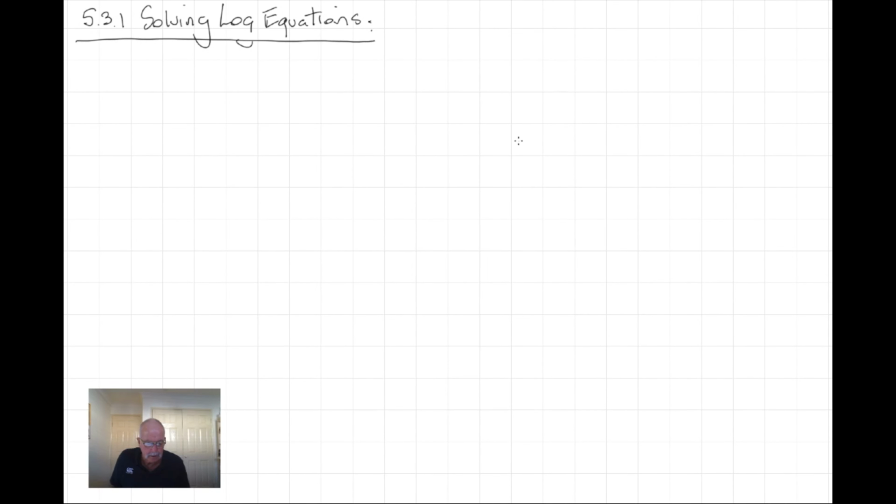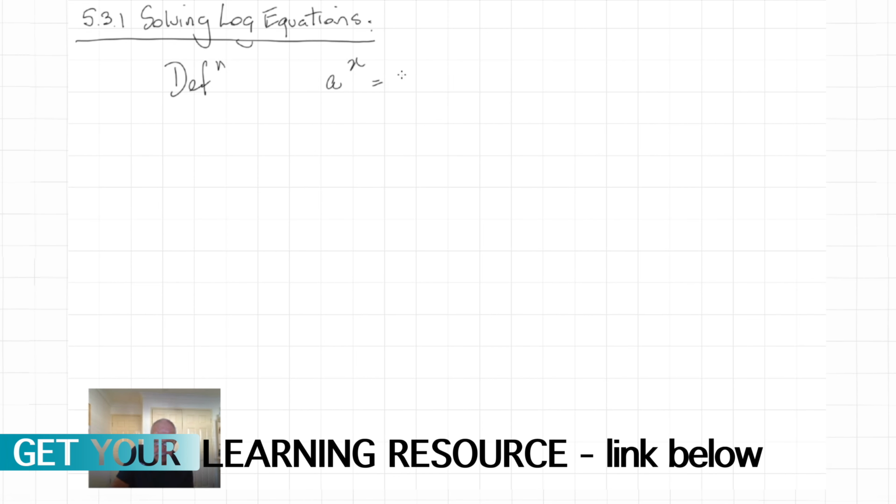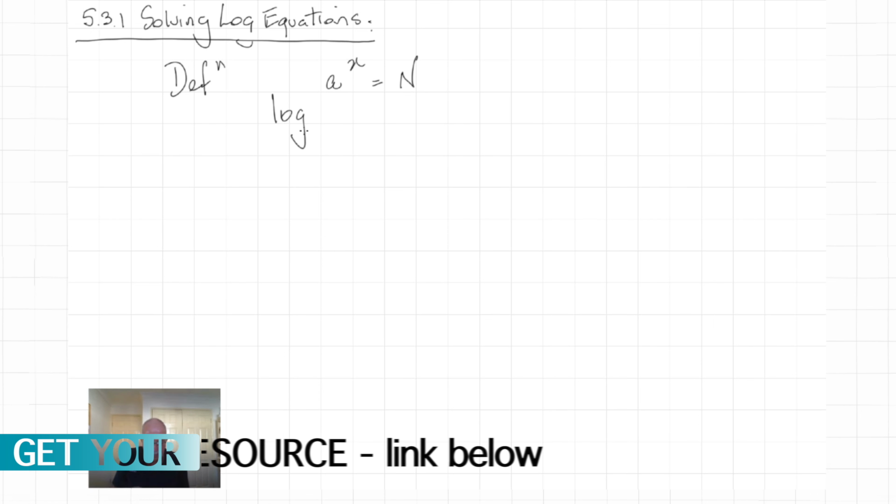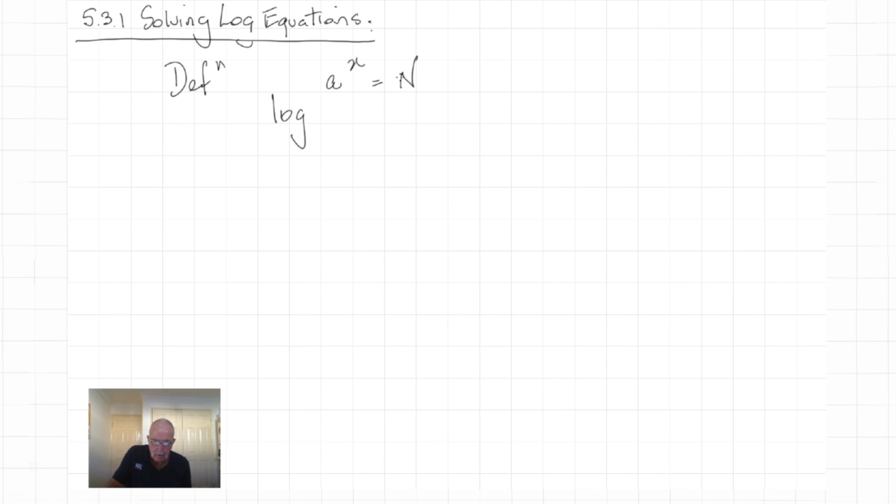Another type of equation that you will be required to solve are logarithmic equations. So let's just go back over what a logarithm is. The definition of a logarithm is that if a to the x equals n, then the log, and don't forget the log is nothing more than just a power or an index, the log of the number n to base a is equal to x.